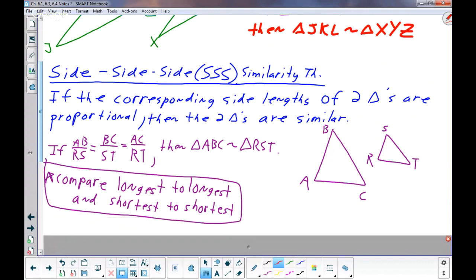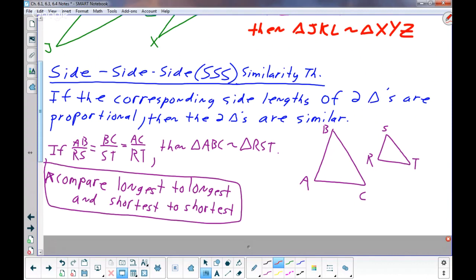And kind of the easiest way to do this, guys, because they're not going to be just lined up perfectly for you all the time, is when you're comparing sides, compare the longest side of one triangle to the longest side of the other triangle. Compare the shortest side to the shortest side, and whatever the middle side is to the middle side. That's the easiest way to think about it. Long to long, short to short. If you keep that in mind, you cannot go wrong when comparing.